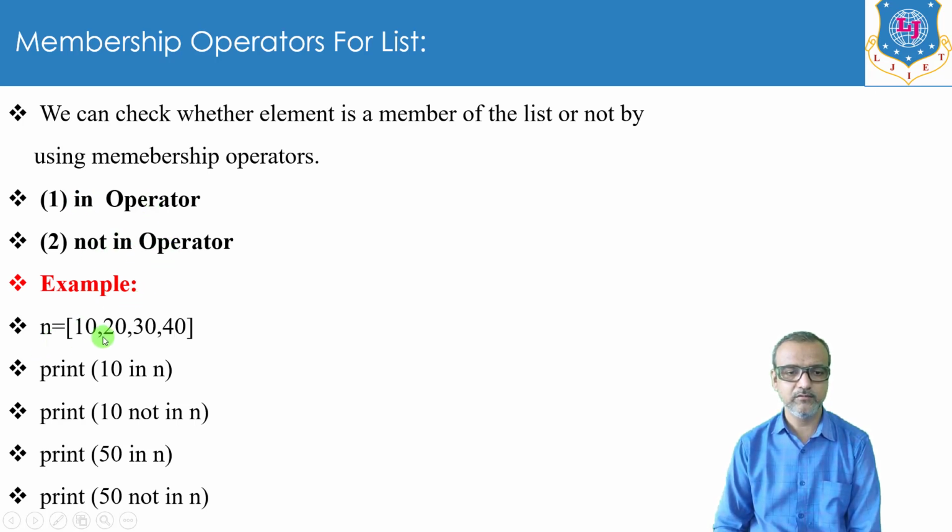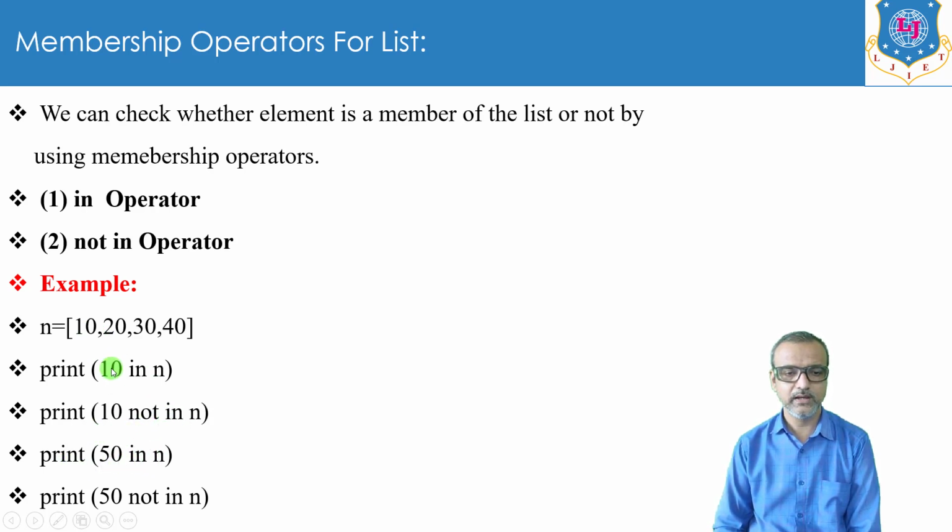So in the list N, we have taken these 4 elements, that is 10, 20, 30, 40. Now print 10 in N will check whether an element 10 is present in the list N or not. So 10 is present in the list, so it will give us output as true. Print 10 not in N. Here 10 is present in the list, so it will give us output as false.